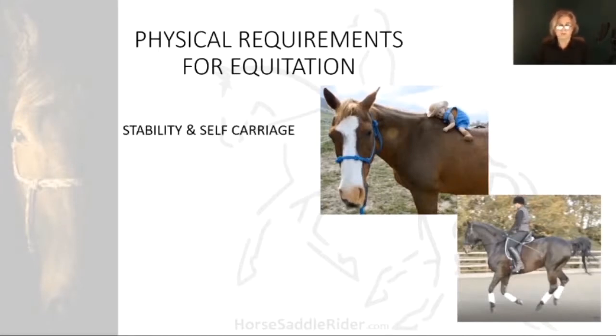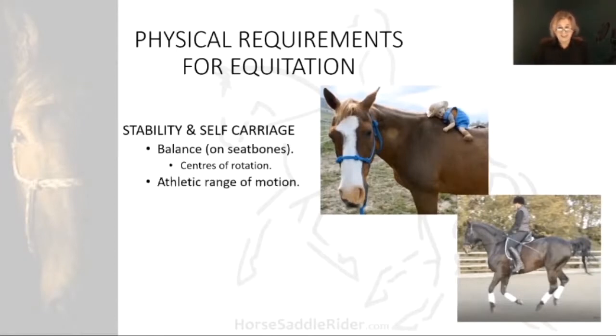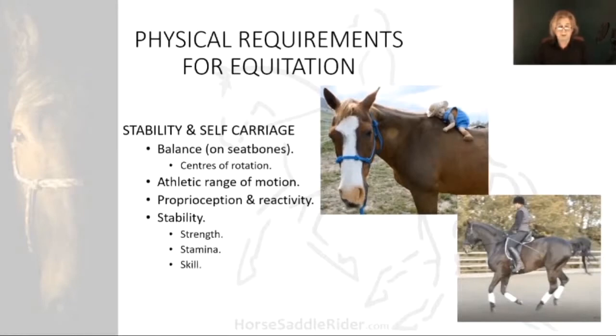Stability and self-carriage, that's it. And this means that the rider can balance on their seat bones, marrying up their center of rotation with that of the horse as much as possible. An athletic range of motion, proprioception and reactivity. Remember, we looked at feed forward, feed back with every stride. Stability. I cannot emphasize this enough. And stability is strength, stamina, skill.